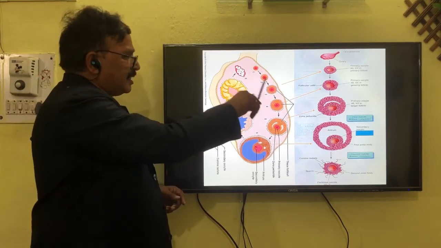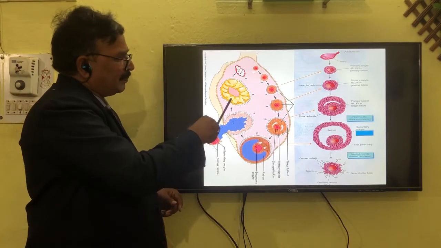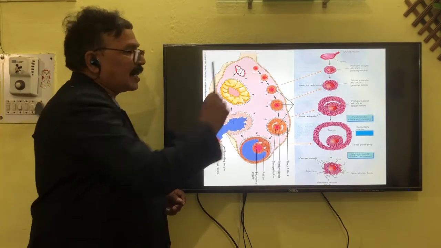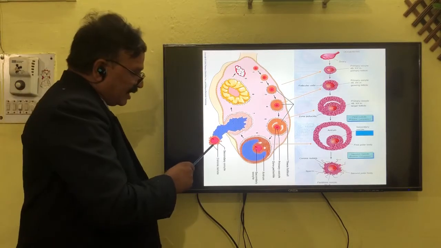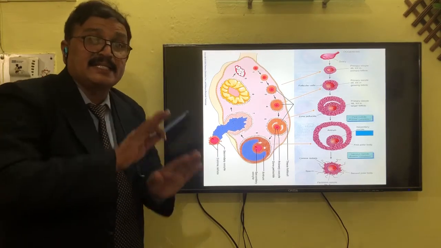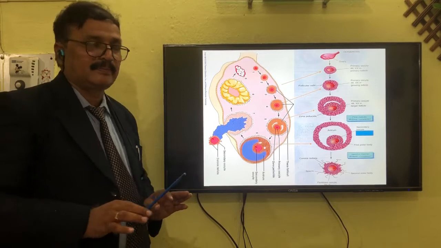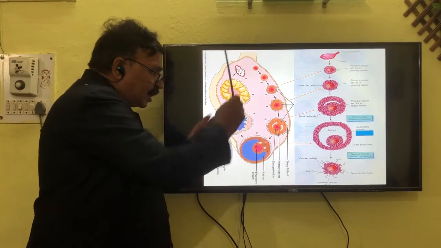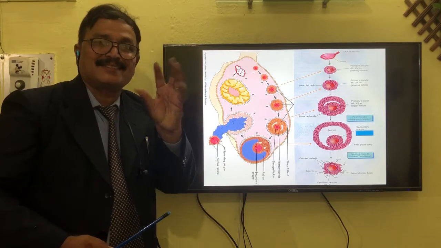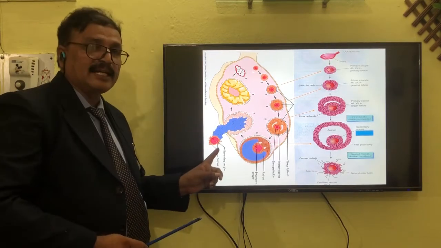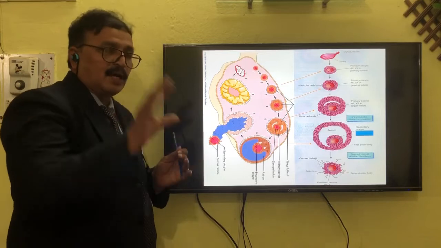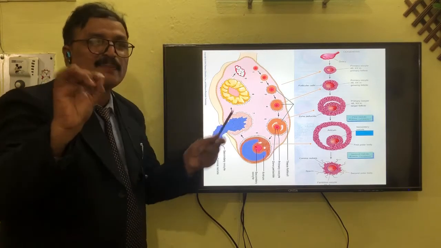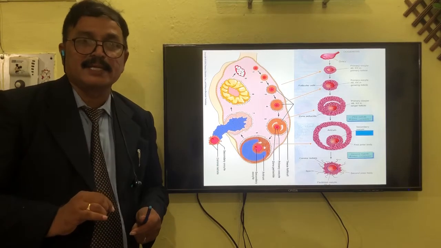Here, this is common. But this corpus luteum will be turned into corpus albicans if this ovum which is released is not fertilized by the sperm. Suppose if it is fertilized by the sperm, this corpus luteum continues to grow in size. If there is no fertilization, it will become reduced, degenerated and remain as a small white mass called corpus albicans.